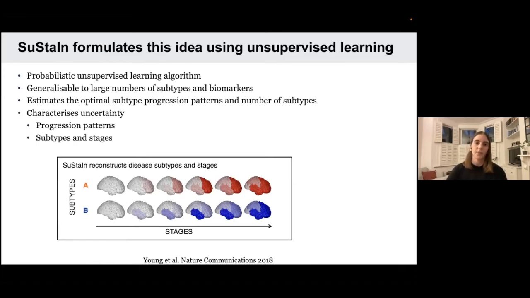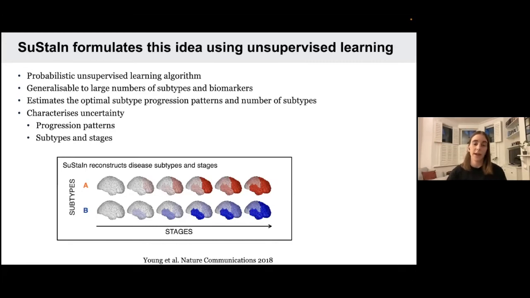But of course, if we were to do this by hand, this process would get really complex, and we'd have to deal with added problems such as measurement noise in our real data set. So what SuStaIn does is to formulate this idea into a probabilistic unsupervised machine learning algorithm. So this allows us to work with much larger numbers of subtypes and biomarkers. And the key thing about this is that it means that we can uncover much more complex patterns that are more difficult for humans to identify.